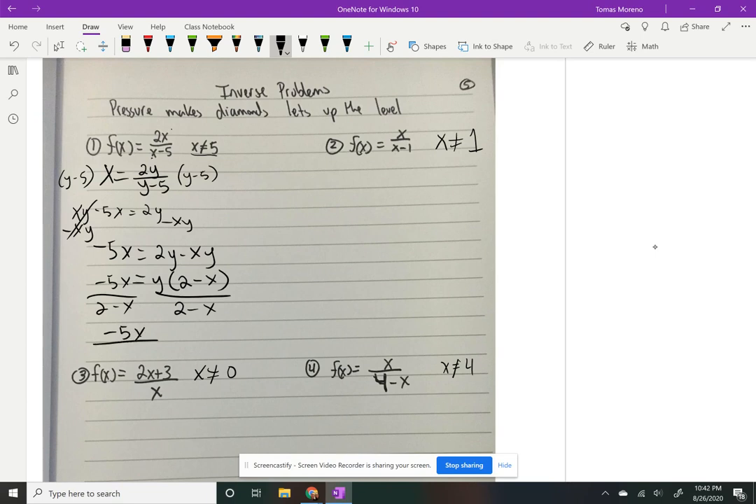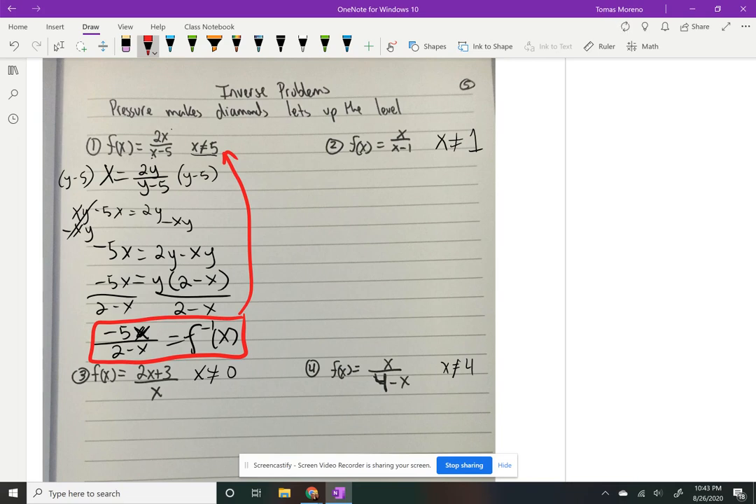So I have negative 5x over 2 minus x, and that equals y. But we're not looking for y, right? Well, we are looking for y, but we don't denote it as y because we're actually finding the inverse. So we're going to write f to the negative 1 of x. And what do we do? We box it in red. So we know that this is the inverse to this.